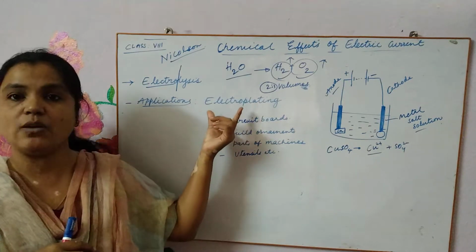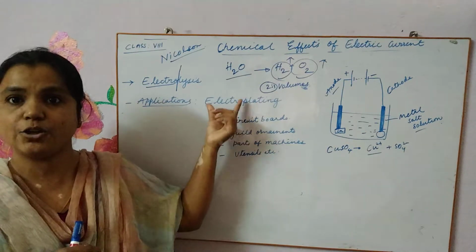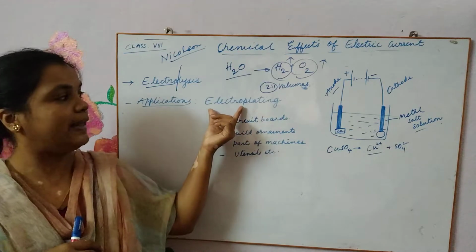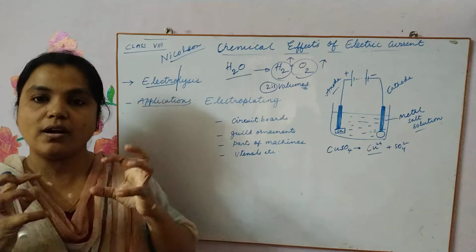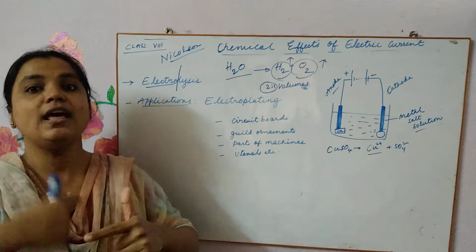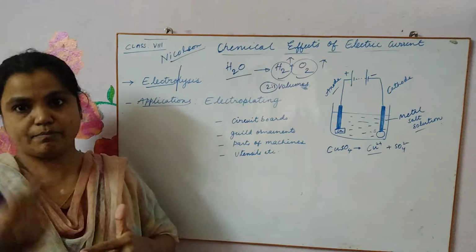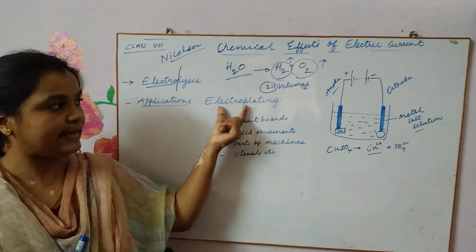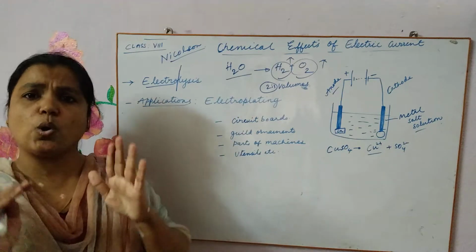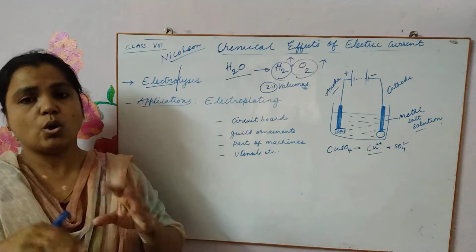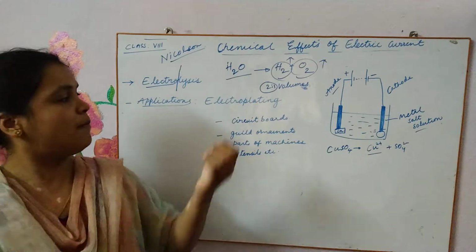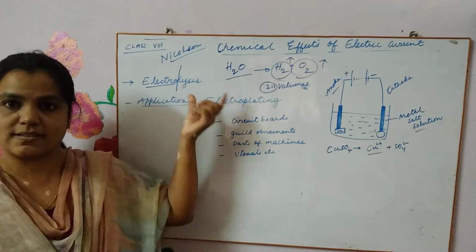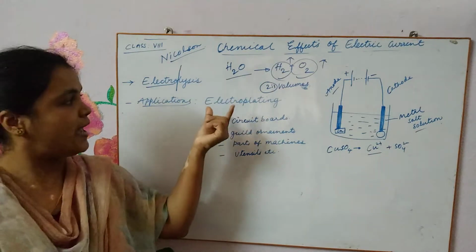So what is the difference between that and electroplating here? Electroplating involves bonding of that particular layer of gold, or whatever better metal you wish to coat over. So electroplating is nothing but coating a better metal over another metal with the help of electricity.